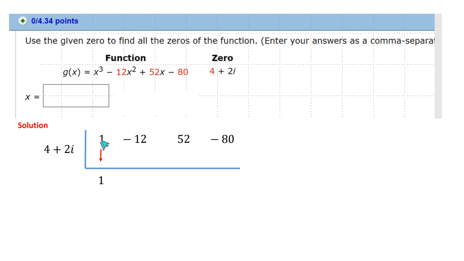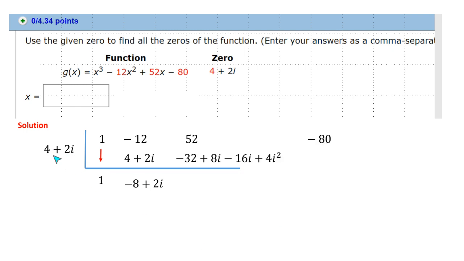So we have x cubed is 1, x squared is negative 12, x is 52, and then we have negative 80. Then I have 4 plus 2i is my zero. So I'm going to bring down my 1. And 1 times 4 plus 2i is 4 plus 2i. Plus a negative 12 gives me negative 8 plus 2i. So now I'm going to multiply negative 8 plus 2i times 4 plus 2i.